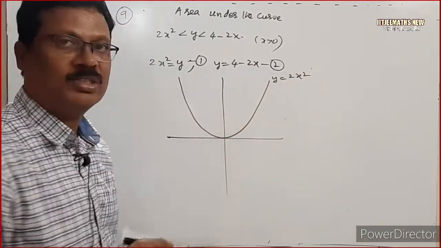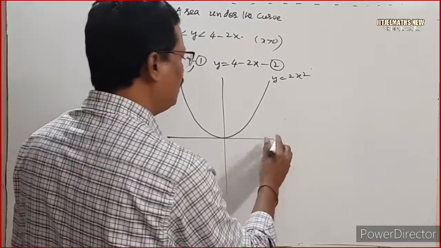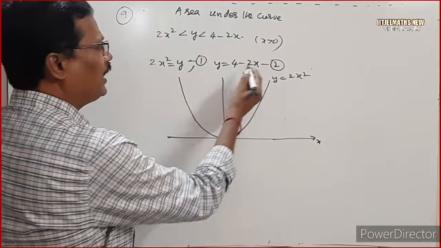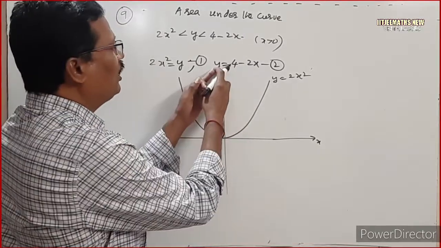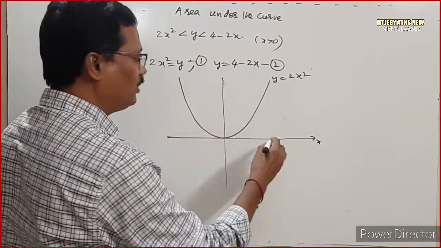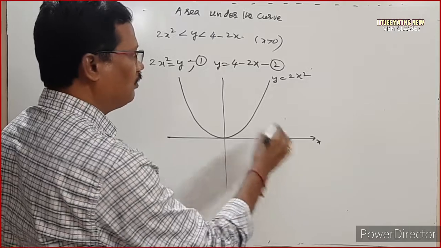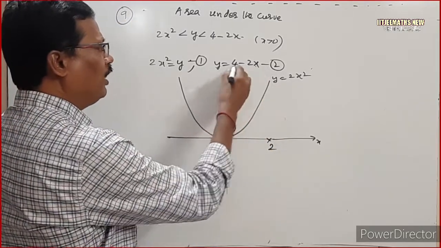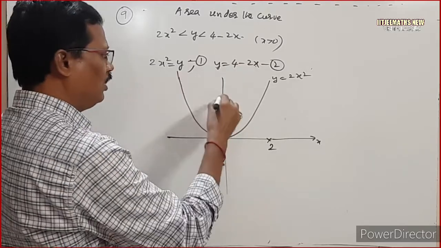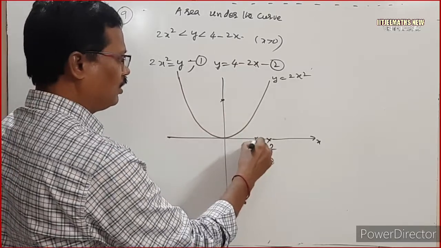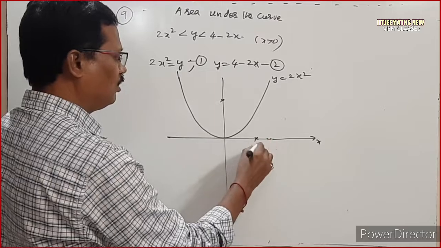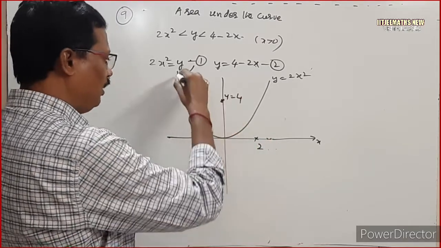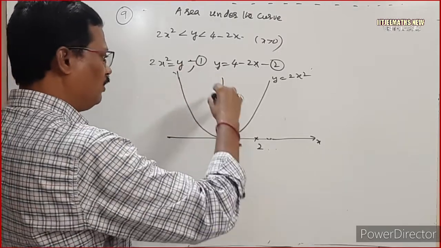And how do we draw the straight line? What is the x-intercept? Keep y coordinate 0, that x-intercept is 2. Therefore, here x is equal to 2. Keep the x coordinate 0, therefore y-intercept is 4. This is 2, this is 4. Okay, if we join these two, that will be like this.